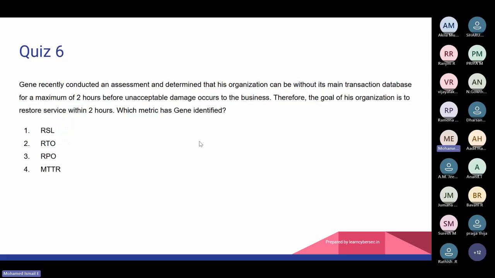So the next question, this would be a little bit tricky. So take your chance and see if you can answer. Genie recently conducted an assessment and determined that his organization can be without its main transaction database for a maximum of 2 hours before unacceptable damage occurs to the business. Therefore, the goal of his organization is to restore the service within 2 hours. Which metric has Genie identified?